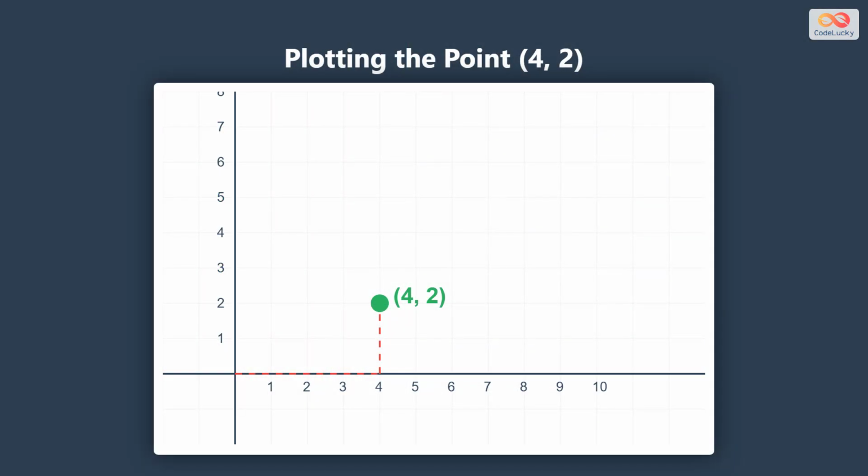Now let's put it together to plot the point (4, 2). We start at the origin. First, we use the x-coordinate and move 4 units to the right. Then, from that position, we use the y-coordinate and move 2 units up. We draw a dot at this exact location. That dot represents the ordered pair (4, 2).